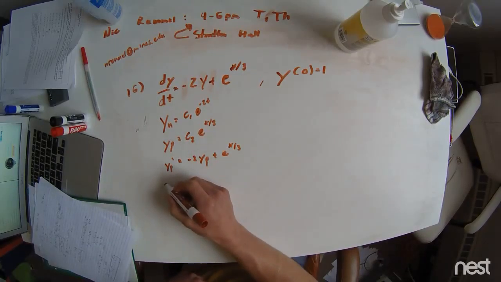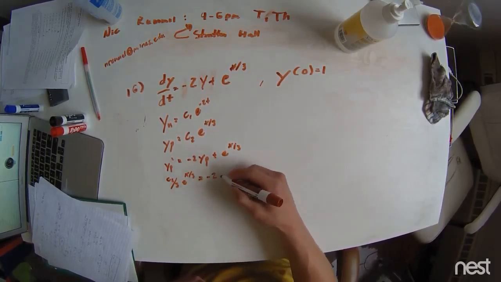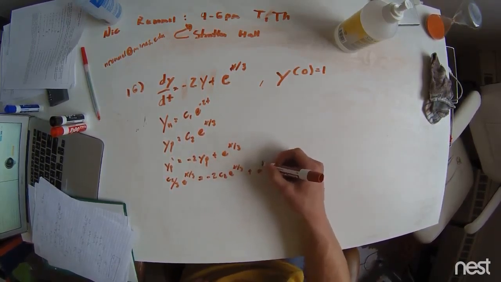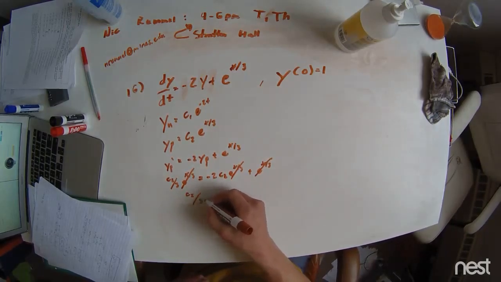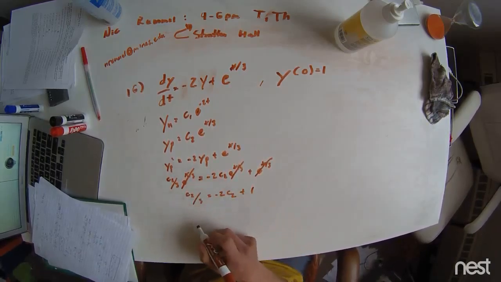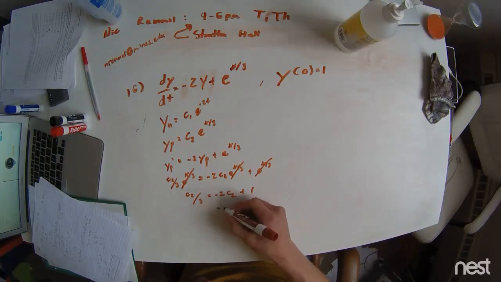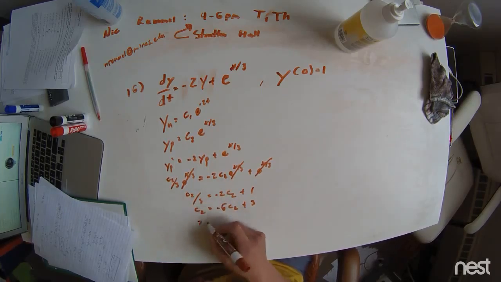We can substitute terms in now, and we see that we have c2 over 3 e to the t over 3, which equals negative 2 times c2 e to the t over 3 plus e to the t over 3. We can cancel this e to the t over 3 throughout, and then we're left with c2 over 3 equals negative 2 c2 plus 1. We combine like terms, and I multiplied through, and I got negative 6 c2 plus 3 equals c2, which means we get 7 times c2 equals 3, which means c2 equals 3/7.